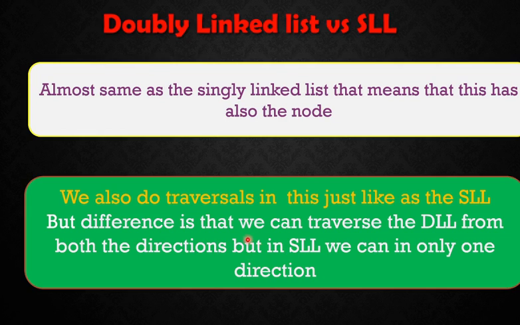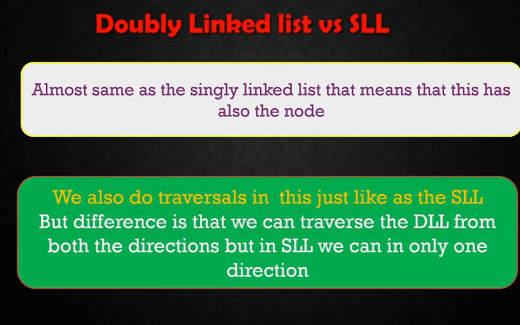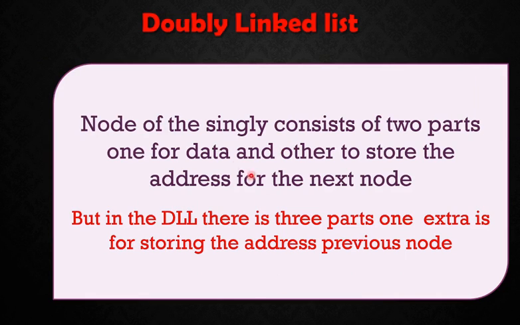So this statement, that we can traverse the doubly linked list from both directions, gives us a hint about what the structure of the node of the doubly linked list can be, and what the difference is between the doubly linked list and the singly linked list. So let's quickly move on to the structure of the node. The node of the singly linked list consists of two parts, one for data and the other to store the address of the next node.